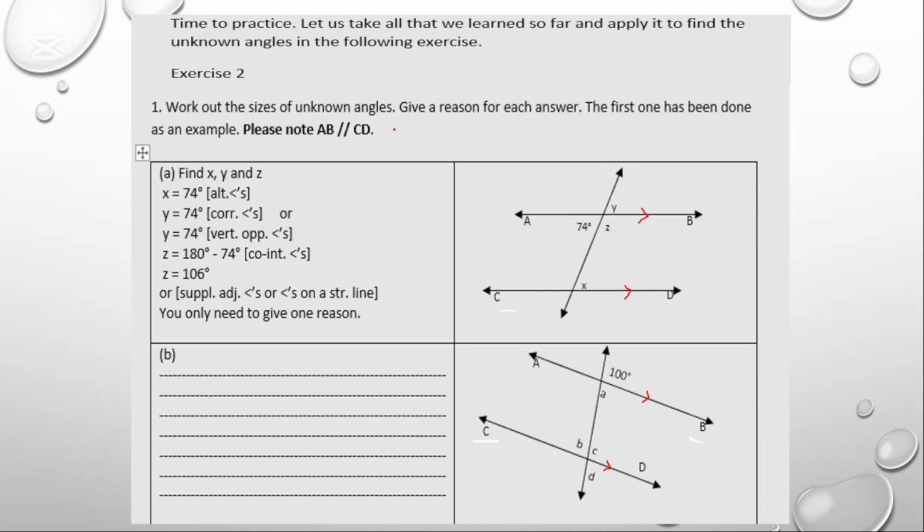So what is step 1? You look at your given angle over here, right? And you ask yourself if your given angle forms a pair with Z, Y or X. Now from here you can see that 74, the given angle, forms a pair with Y. They are vertically opposite angles. 74 degrees also forms a pair with Z. They are supplementary adjacent angles. 74 also forms a pair with X. They are alternate angles.